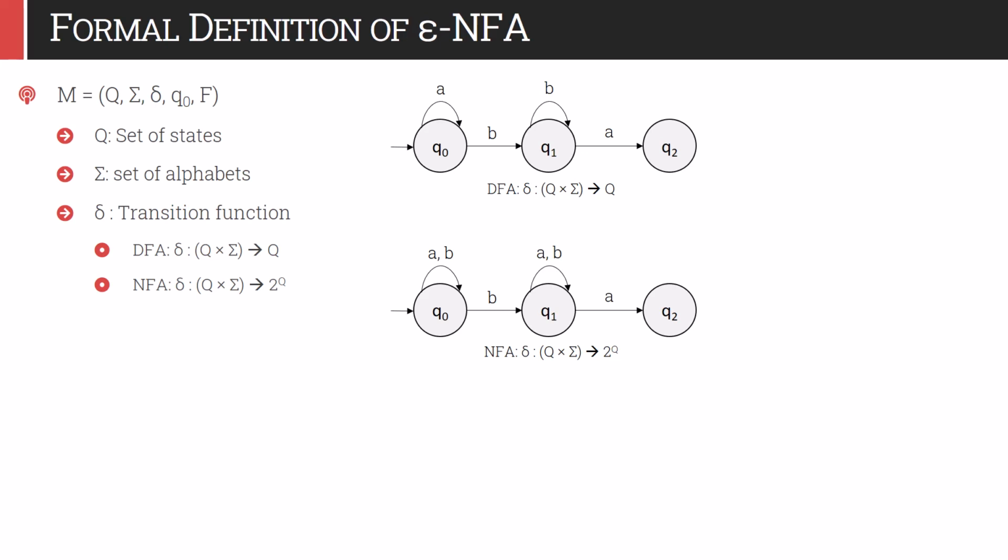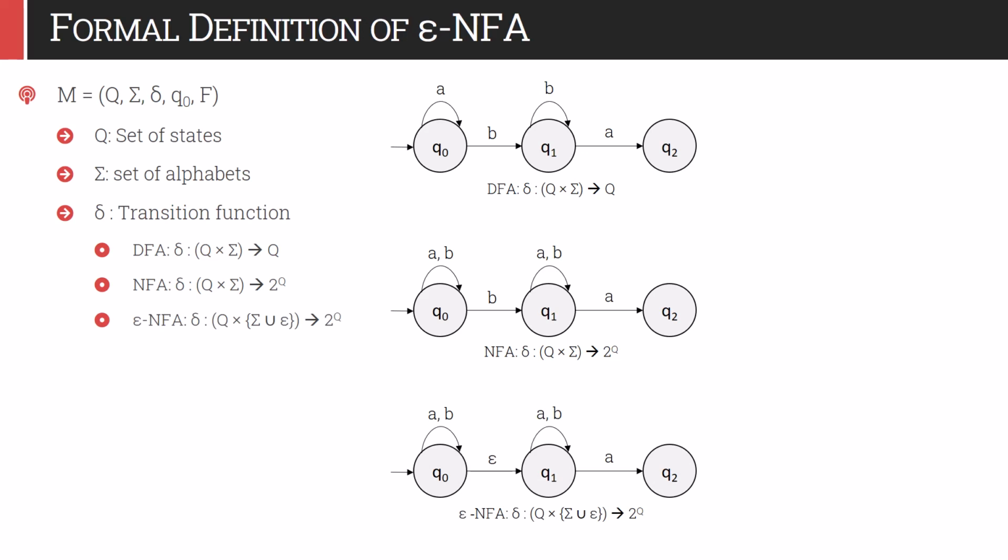As we can see in this transition diagram, on input B from Q0, there are 2 transitions. One is to Q0, one is to Q1. So there is non-determinism. From state Q1, if we read A, it remains on state Q1, or it can move to the state Q2. So that is what NFA is. We can have multiple transitions from the same state for the same input.